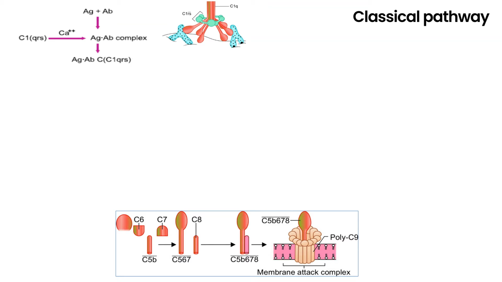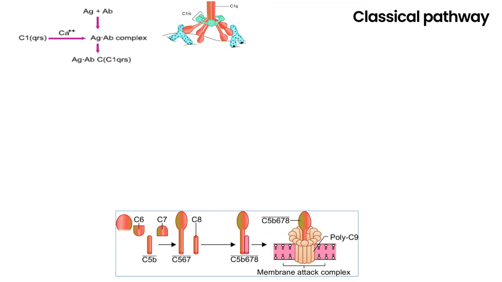Now, how will it start? First, we have to remember that the classical pathway is an antibody dependent pathway. So you always require antibody, and we know complement can bind to bound antibody only. So the antibody has to attach to antigen, and an antigen antibody complex is formed. Once the antigen antibody complex is formed, the first step is binding of C1 protein to this complex.